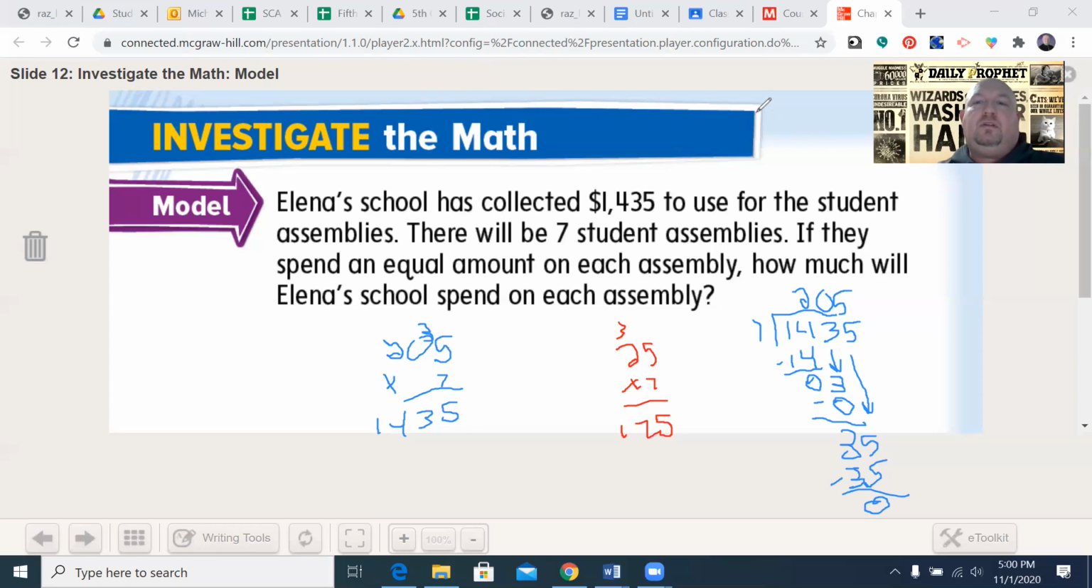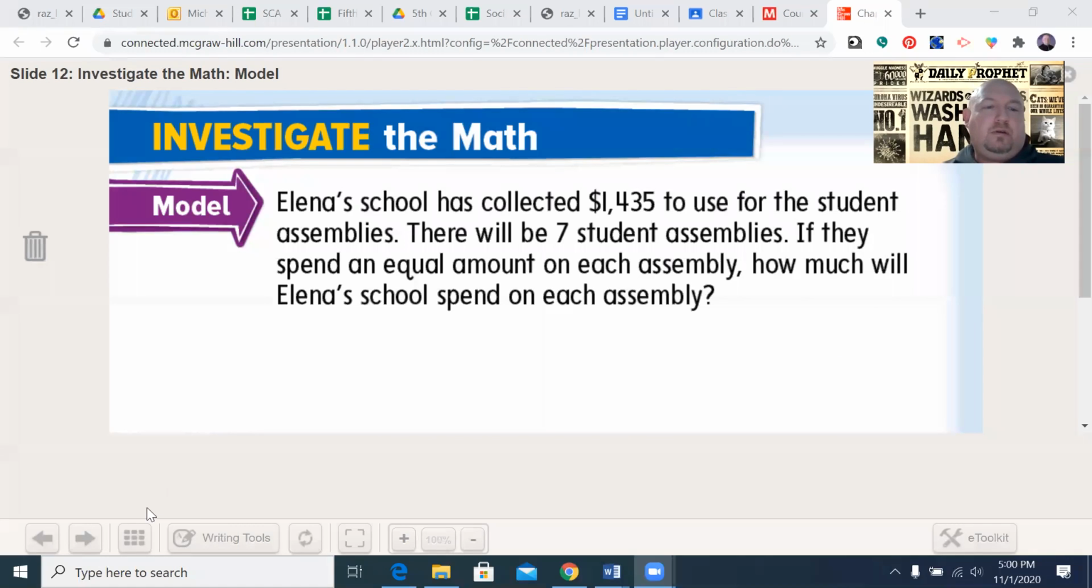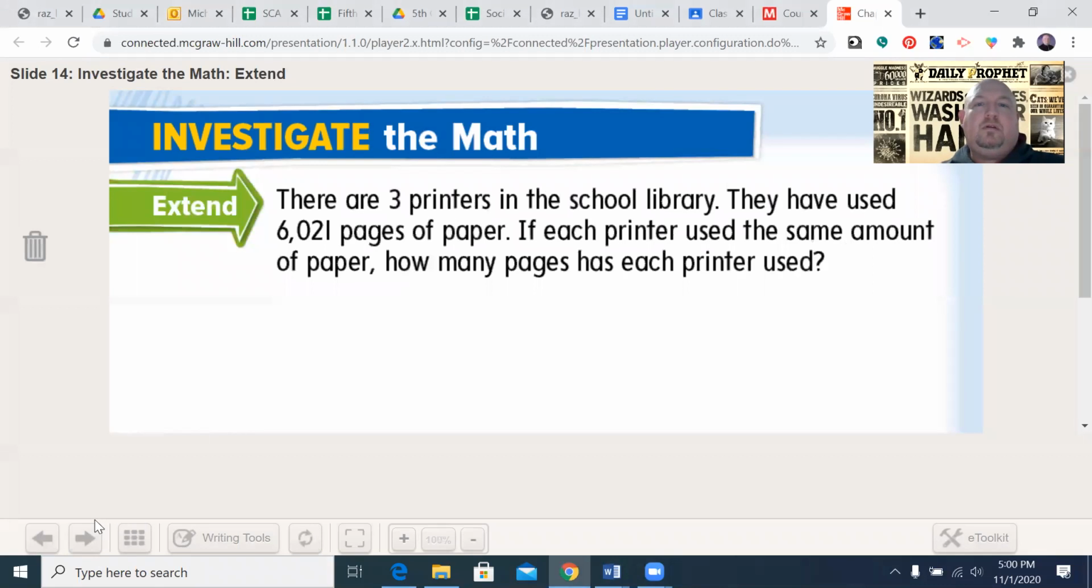All right, I'm going to go ahead and clear all the drawings here. You see the answer there. 3 printers in the school library. They've used 6,021 pages of paper. If each printer used the same amount of paper, how many?